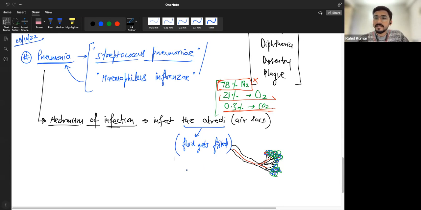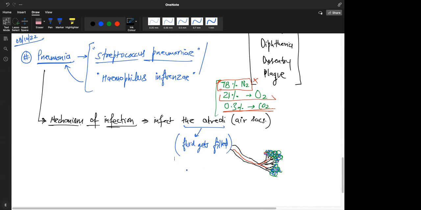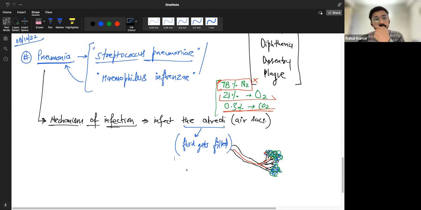Fluid gets filled in that region. That's what swelling is. So how do we treat swelling? If you have a throat swelling, anyone? Ice packs. Ice packs might work.